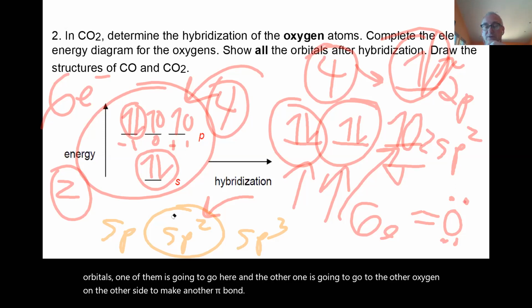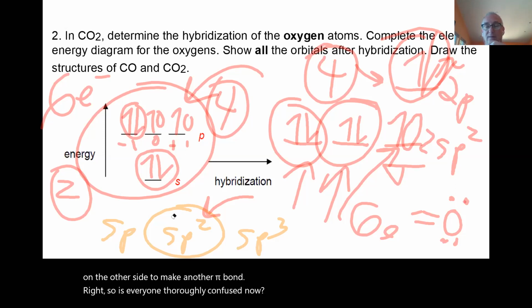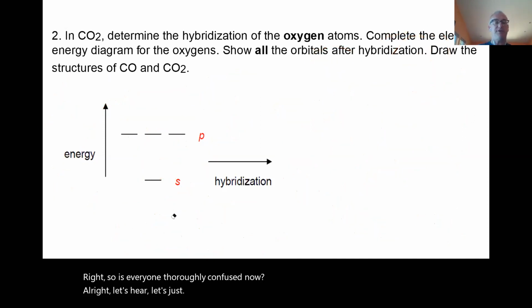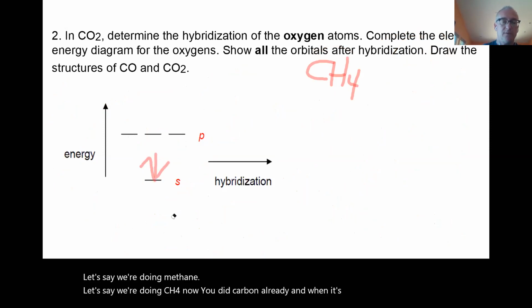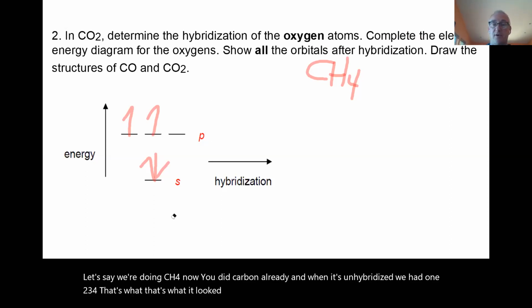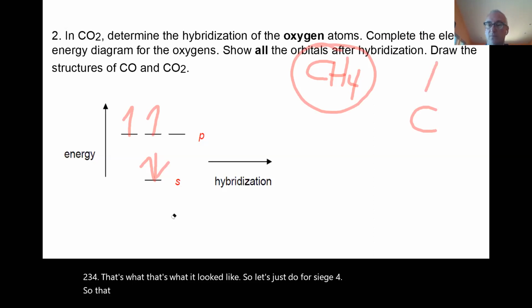All right, so is everyone thoroughly confused now? Yes. All right, well, let's just clear this out. And let's say we're doing methane. Let's say we're doing CH4. Now we did carbon already, and when it's unhybridized, we had 1, 2, 3, 4. That's what it looked like. So let's just do CH4. That looks like this: 1, 2, 3, 4, with single bonds all the way around.